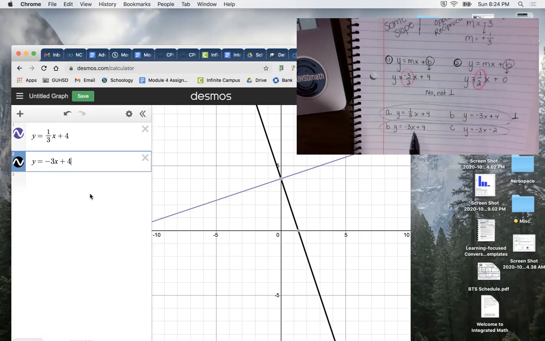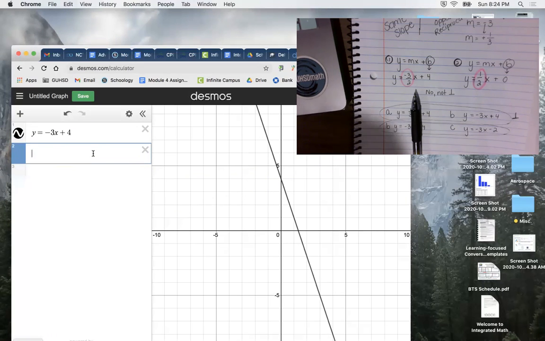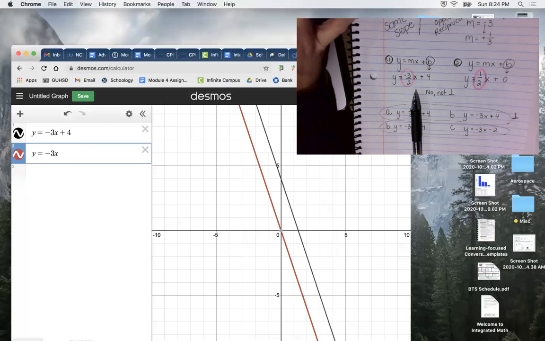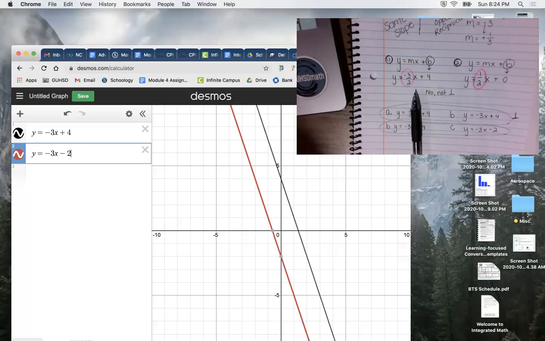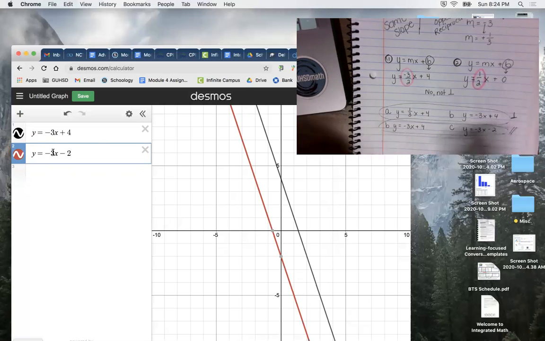Okay, so now we're comparing B and C. I'm going to get rid of A because I don't want that one anymore, and I'm going to add another one. So this is now B, and now I'm going to add y is equal to negative 3x minus 2. Well, those 2 lines will never intersect because they have the same slope. These 2 lines are parallel to each other.